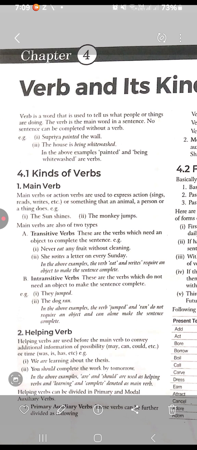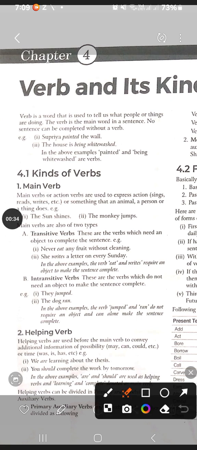In the above examples, we can see here that painted and being whitewashed are the verbs.